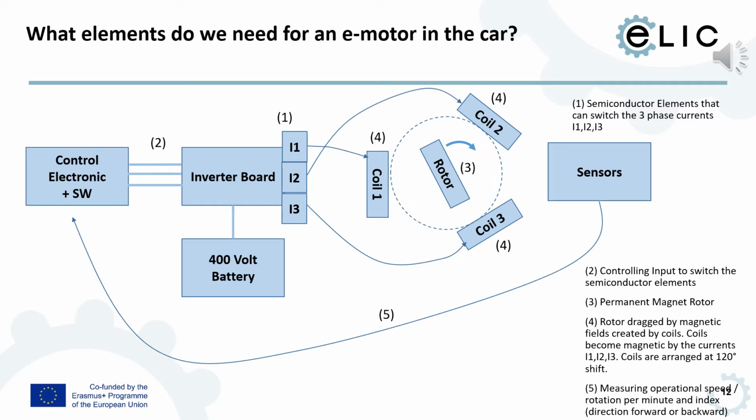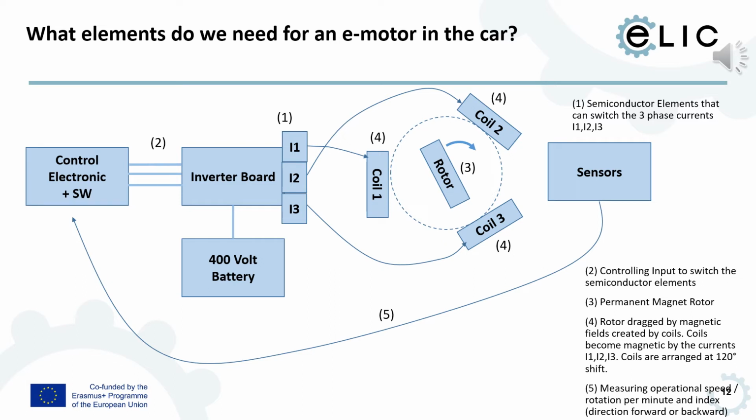Then second point is we have to control the input to switch the semiconductor elements, which is the task of the control electronic and software. The third point is we have a rotating rotor inside the circle, and that is a permanent magnet rotor. The fourth point is a rotor is dragged by magnetic fields created by the coils.